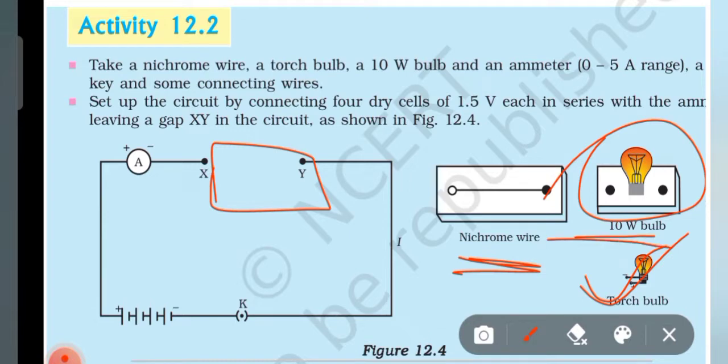Now in this activity you will notice that the current is different for different components. It will be different for the nichrome wire, the 10 watt bulb and the torch bulb. This is because certain components offer an easy path to the flow of electric current while others resist the flow. Thus the motion of electrons through a conductor is retarded by its resistance. A component which offers low resistance is called a good conductor, whereas a component with high resistance is called a poor conductor.